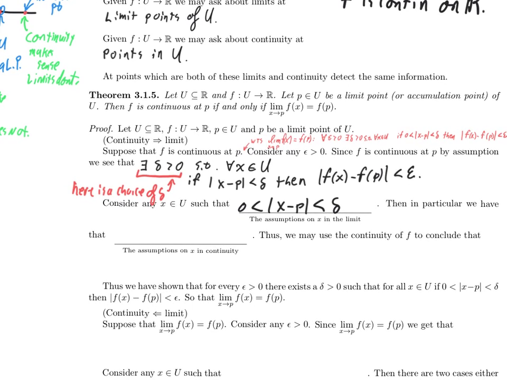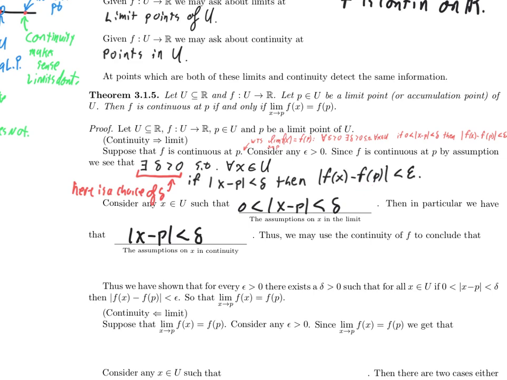But in particular then, I have the absolute value of x minus p is less than delta. Right, because 0 is less than the absolute value of x minus p is less than delta is just 0 is less than the absolute value of x minus p and the absolute value of x minus p is less than delta. But what do I know? I know that if the absolute value of x minus p is less than delta, then the absolute value of f of x minus f of p is less than epsilon.